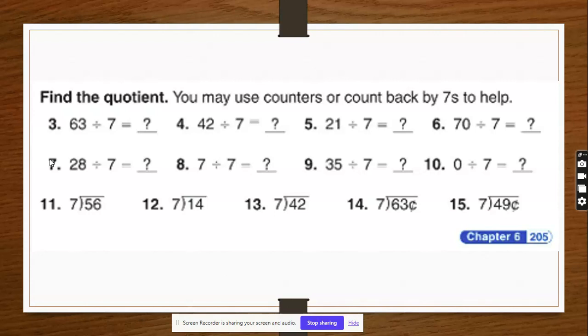63 divided by 7. 7 times what gets 63, guys? Yes, 9. Good job. 42 divided by 7. 7 times what gets 42? 6. Great. 21 divided by 7 is 3. 70 divided by 7 is 10. 28 divided by 7 is what? 4. Okay. Any number divided by itself is 1. 35 divided by 7 is what? Good job. And finally, 0.